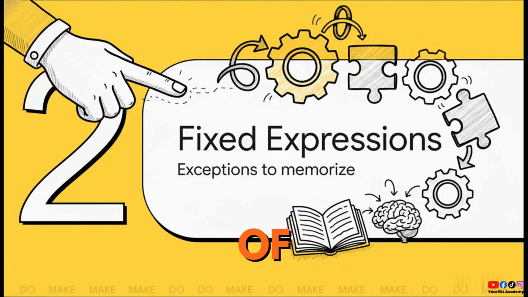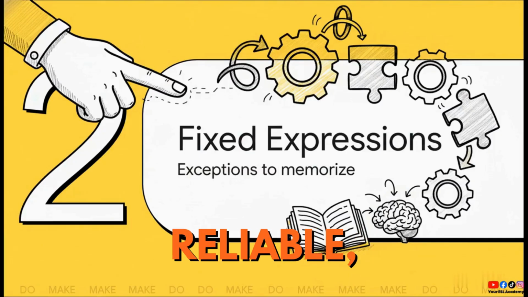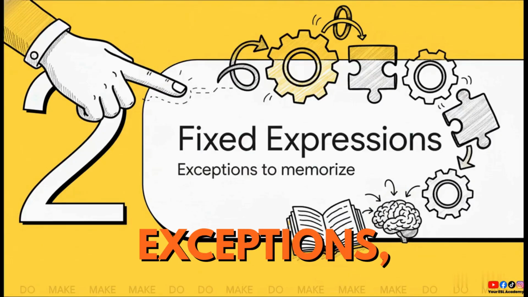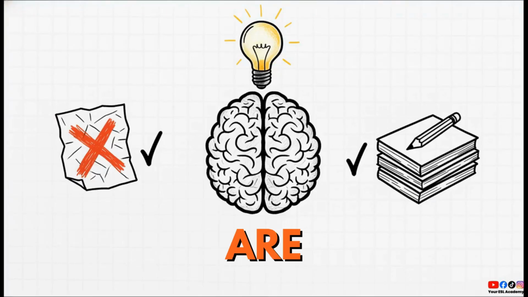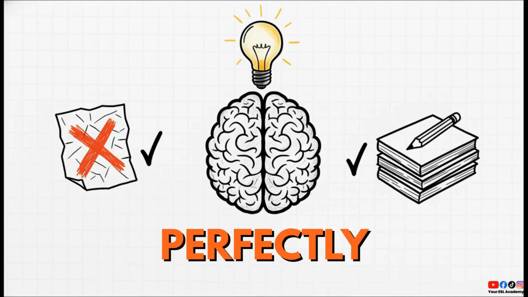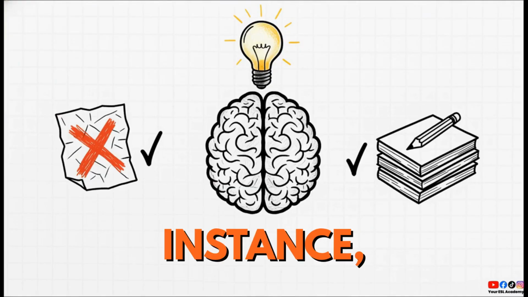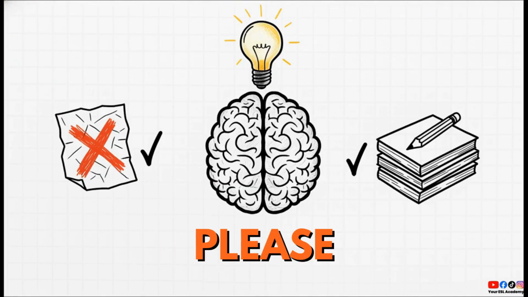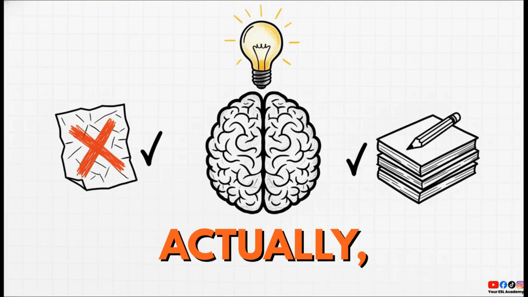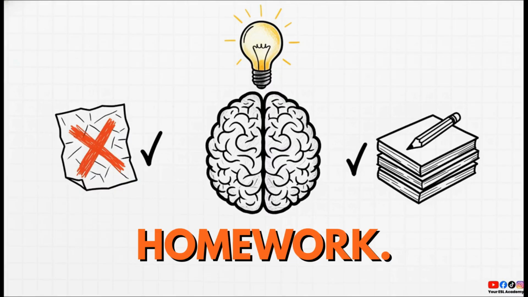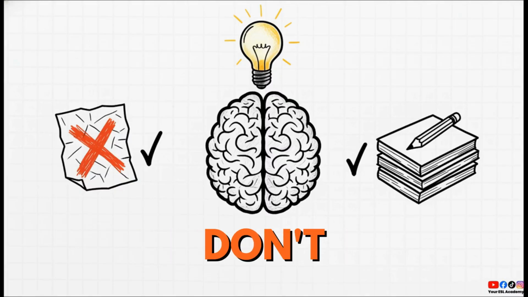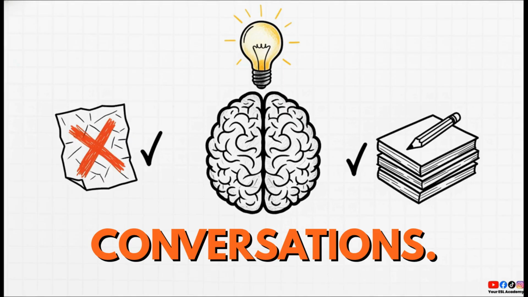Now, while our rule of tasks versus creations is incredibly reliable, English always has exceptions, right? So let's look at fixed expressions. These are those tricky combinations that you simply have to memorize because they don't always perfectly follow the core rule. For instance, we say make a mistake. Please avoid saying do a mistake. Actually, that's a super common trap people fall into. And like we mentioned earlier, it's always do homework, never make homework. You'll want to mentally highlight these so you don't trip over them in everyday conversations.